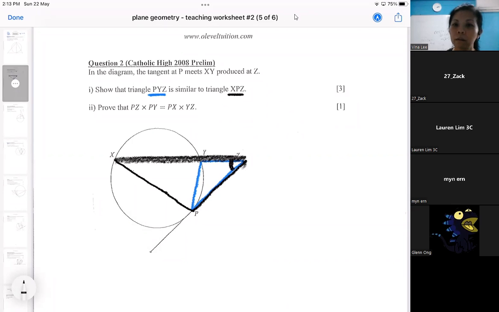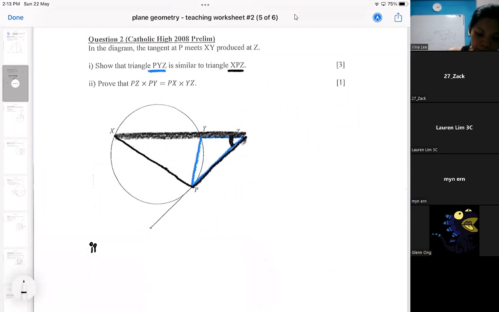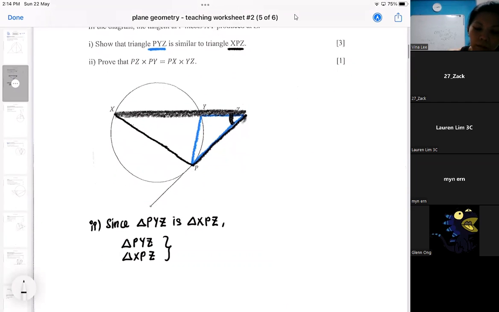So if you couldn't do that, do you skip part 2 or not? You don't. So you carry on with your ratio. So I'm going to do part 2 first, in fact. So remember just now in the previous question I was saying, if the two triangles are similar, you are going to stack them up. You try to stack them so that you can write the ratio. So I'm going to do the stacking first.